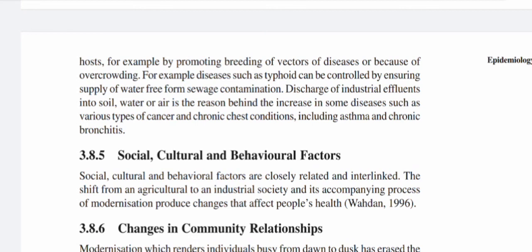For example, diseases such as typhoid can be controlled by ensuring supply of water free from sewage contamination. Discharge of industrial effluents into soil, water, or air is the reason behind the increase in some diseases such as various types of cancer and chronic chest conditions including asthma and chronic bronchitis.